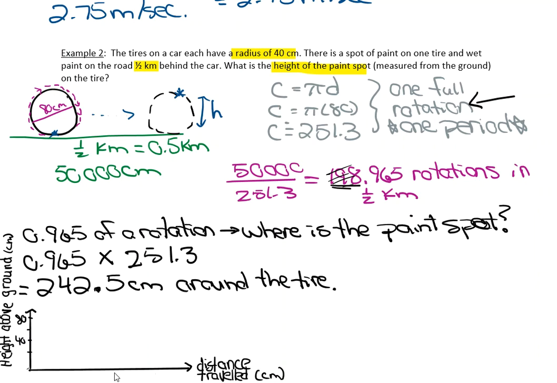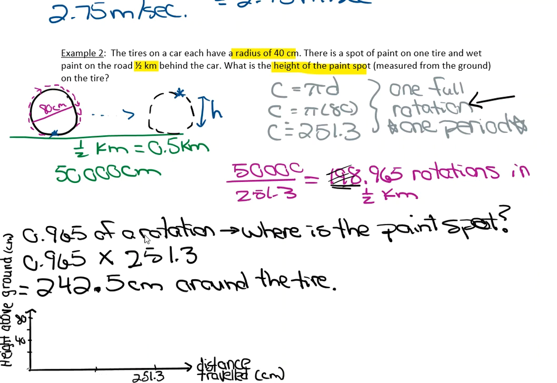Okay. Now let's look at our independent, the distance traveled. I'm going to put one full cycle on here. Remember, that's up here. We talked about that in gray. One full cycle is 251.3. 251.3 is one cycle. So let's say halfway is about there.